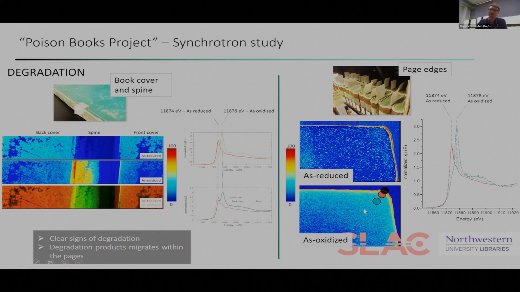But you also have a clear gradient going inside the page, which shows that there's probably a migration of the oxidized form within the page due to possibly moisture within the air that will move those very mobile forms within the paper itself, which shows that it's not located only at the edge, but also further inside the paper. And so that can also be an issue when turning the pages, even if we want to avoid the grain that is on the edges.